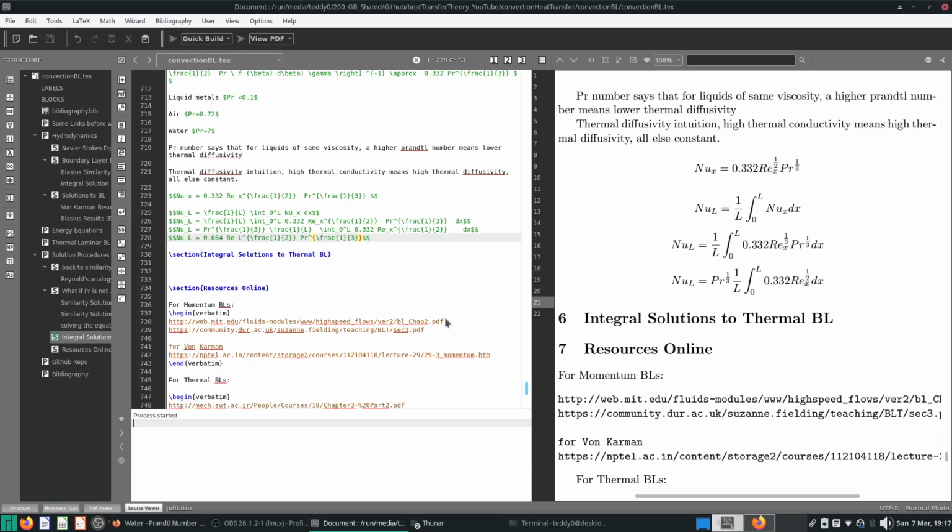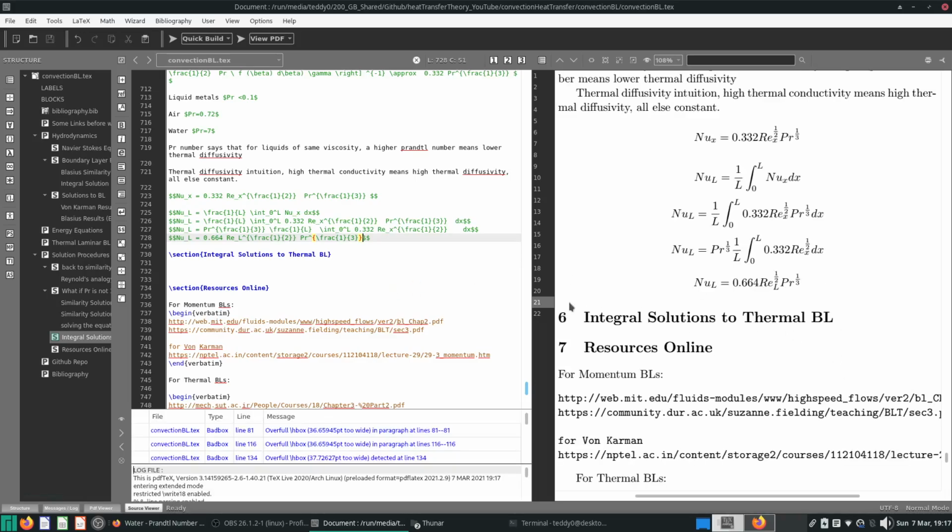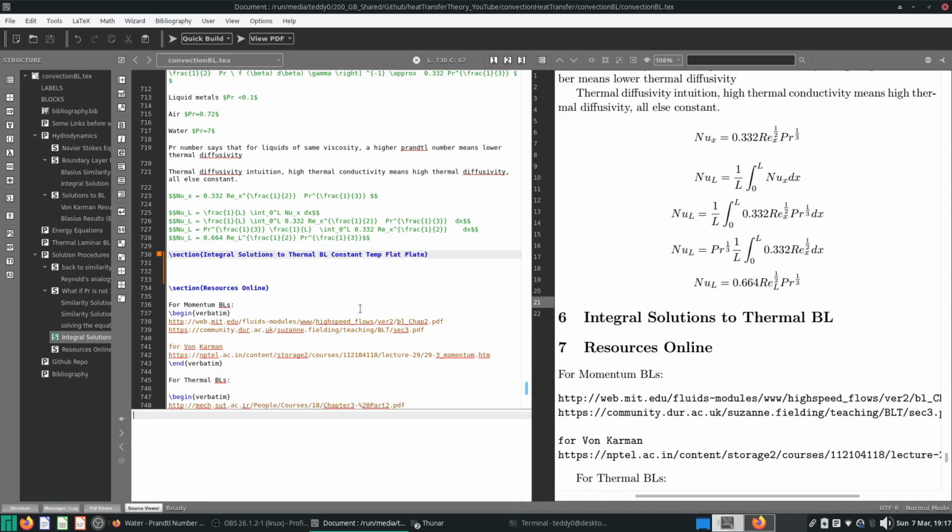I'm not going to do the proving thing again. It's there. Next is the thermal boundary layer integral solutions for a constant temperature flat plate. That's the most basic thing to know. So that's it.